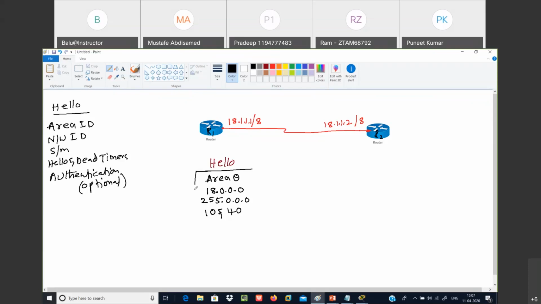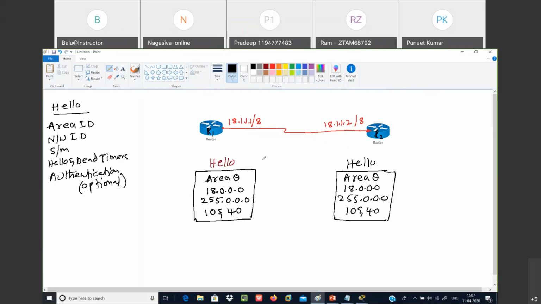So this is R1 hello packet. Right, guys? R1 hello packet. Now let me check R2 hello packet. In R2 hello packet, what is the first one? Area ID. Area ID is a default area ID, 0. And R2 WAN link network ID is what, guys? 18.0.0.0. Subnet mask 255.0.0.0. Hello timers 10. Dead timers 40. This is R2 hello packet.